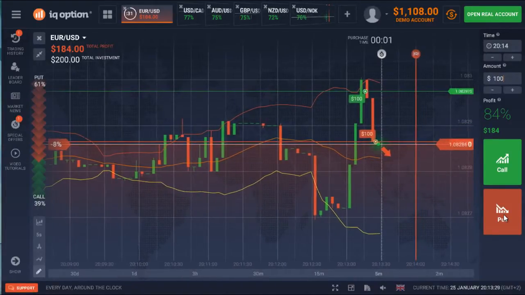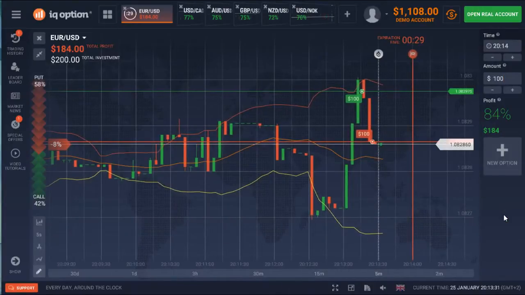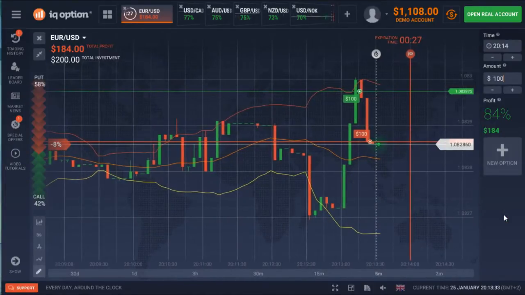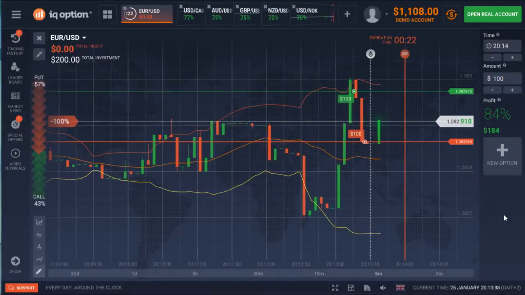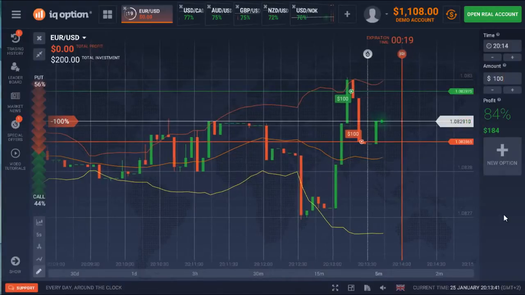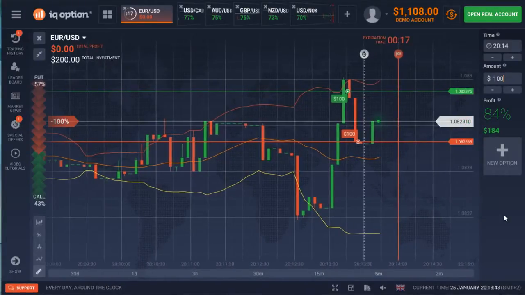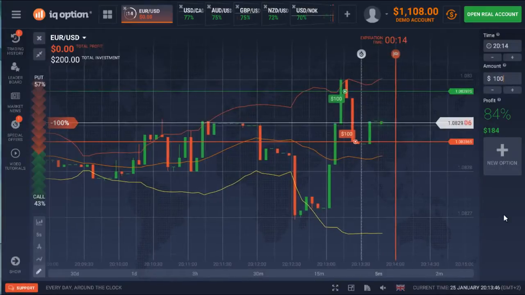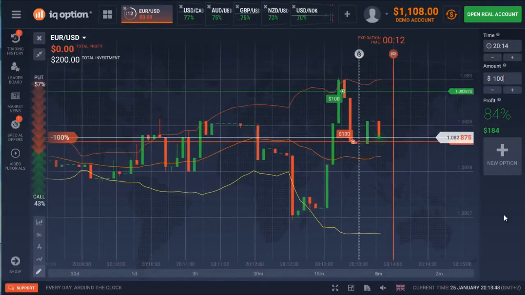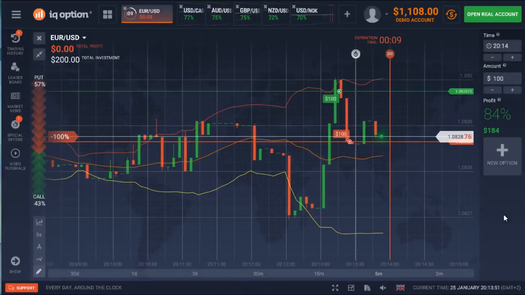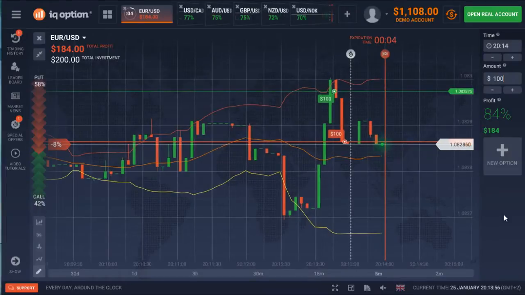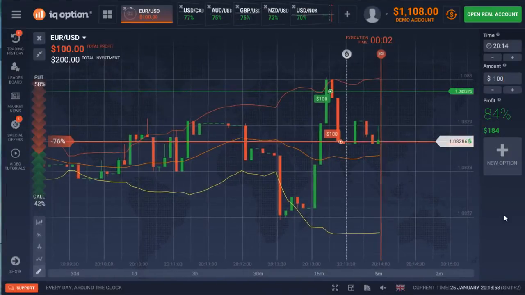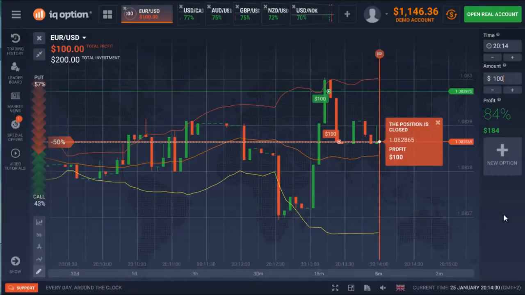It's a reversal. So I immediately placed a put to compensate the loss. I placed a call position earlier in the wrong direction, and I hope this compensation will help to minimize the loss on this wrong positioning. And luckily this one worked, so I lost only $100.